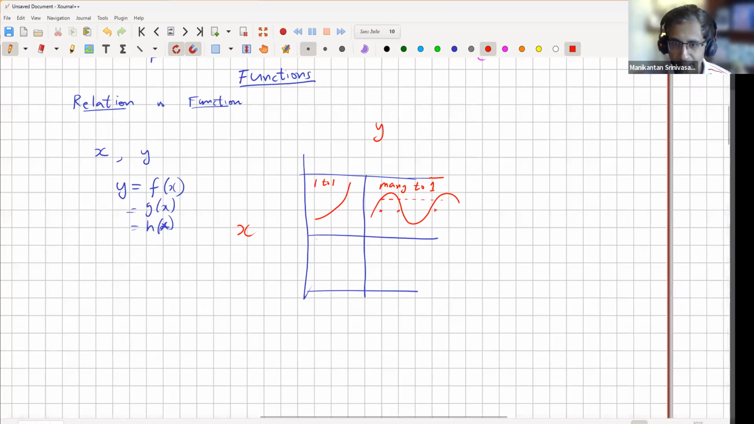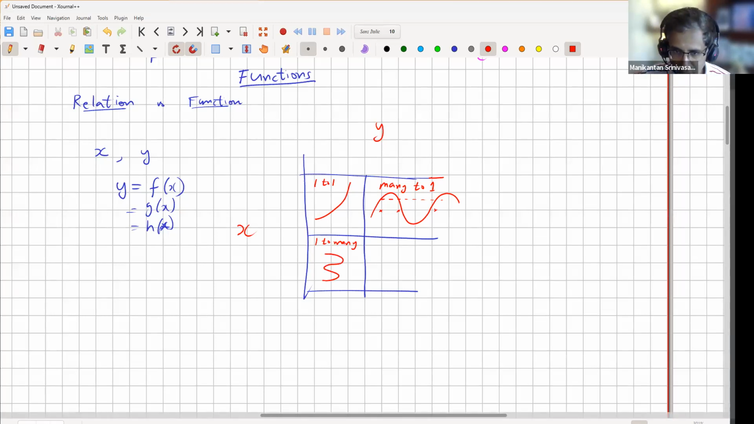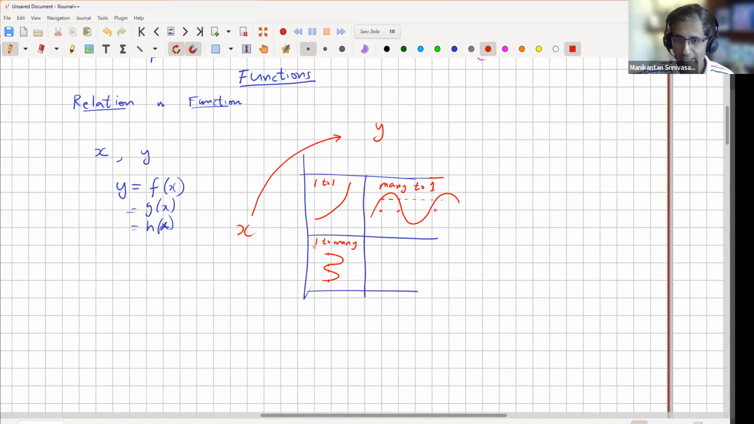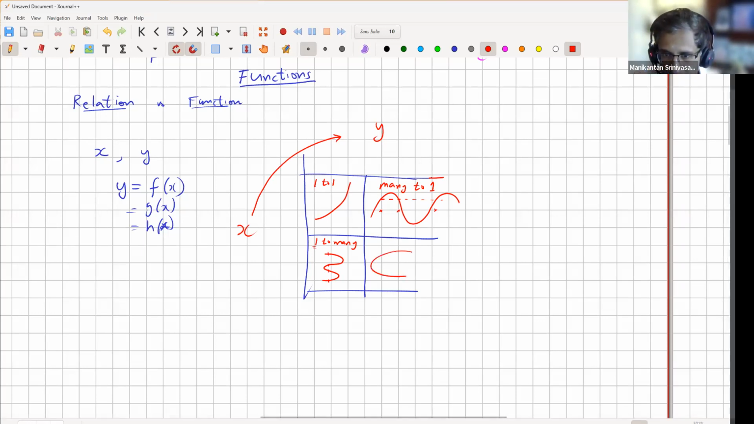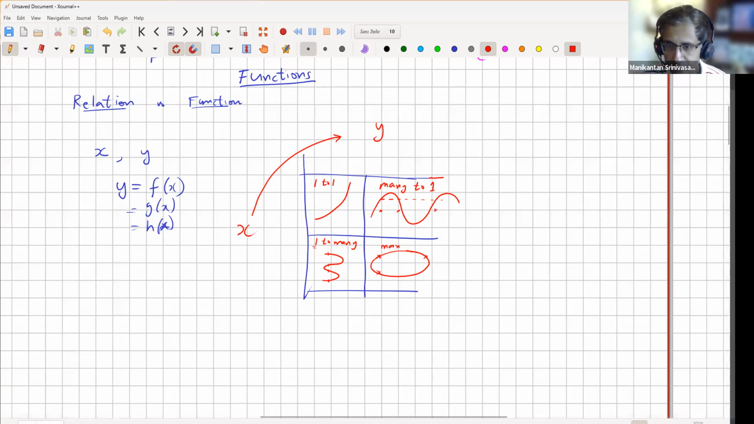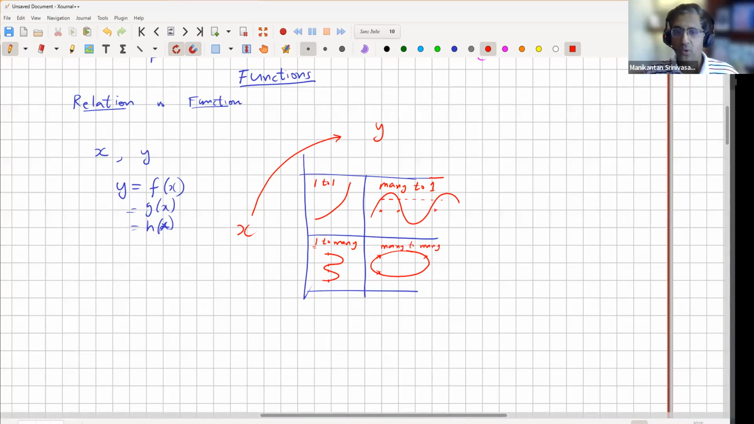And one-to-many is something like this, right? For a given value of X, I have multiple values of Y, which is why it's one-to-many. You always start with X and then go to Y. For a given one X, you have many Ys, hence the name one-to-many. And then you can have something like a circle or an ellipse, where for a given Y value, I have two different X values, and for a given X value, I have two different Y values. So it's a many-to-many.